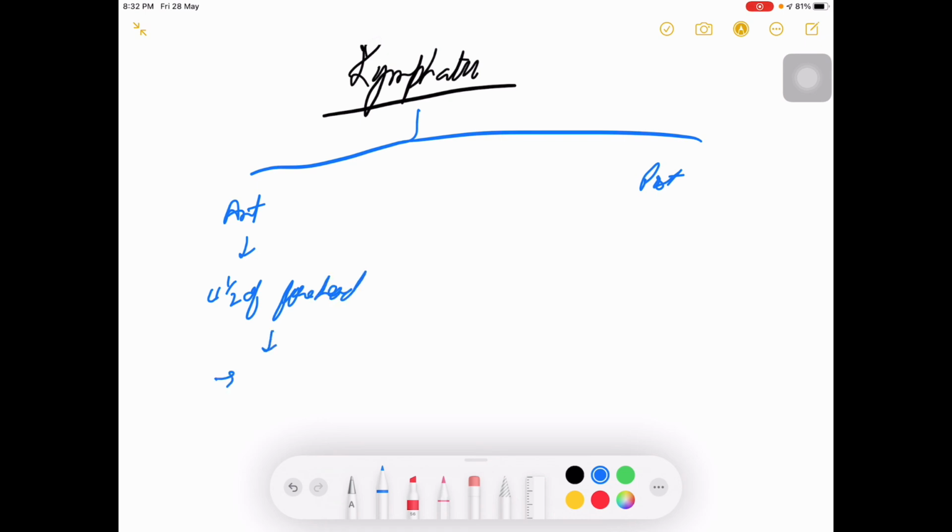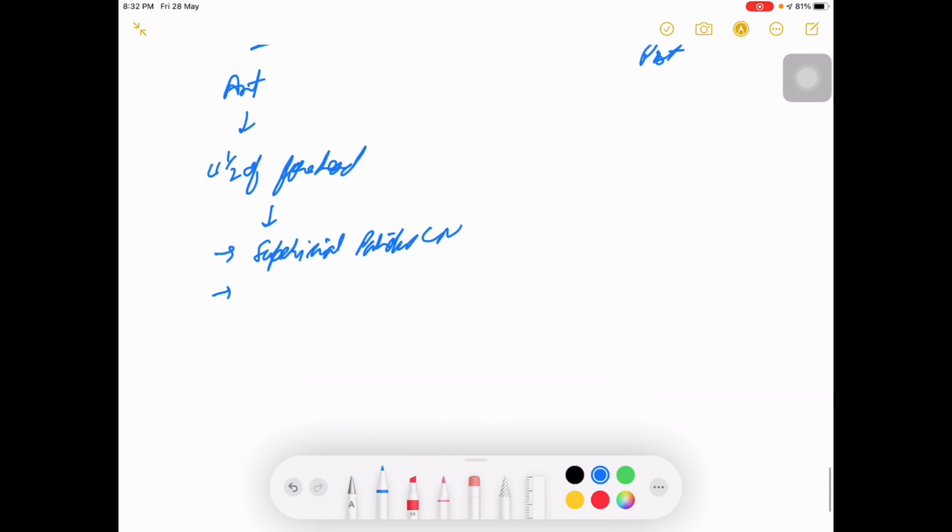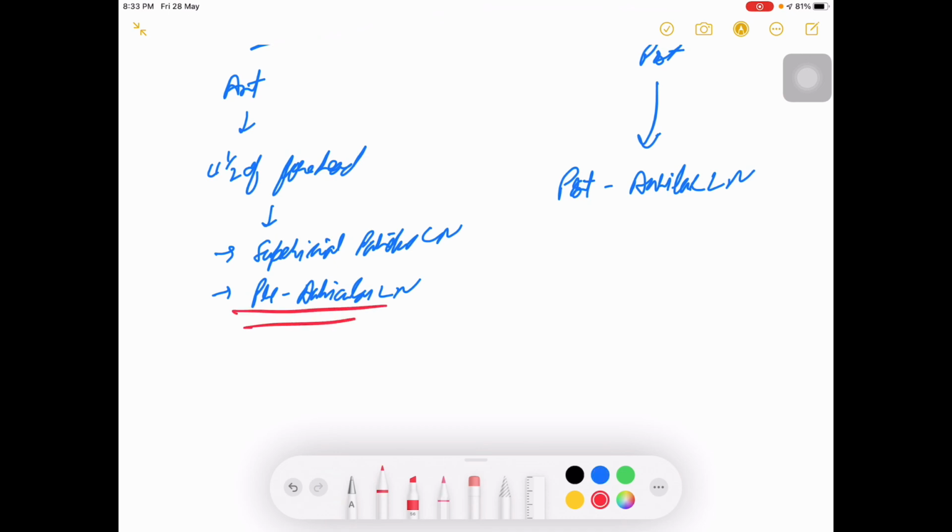This is drained into your superficial parotid lymph nodes, and the other one is your preauricular lymph nodes. The posterior ones basically drain into posterior auricular lymph nodes. You can easily link it up: preauricular is anterior, postauricular is posterior. And the second one is your occipital group of lymph nodes.